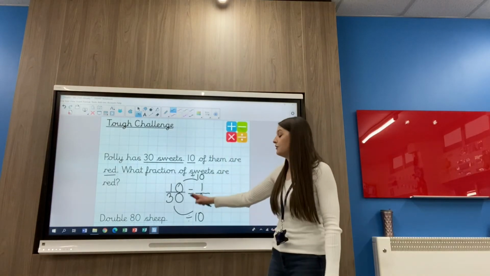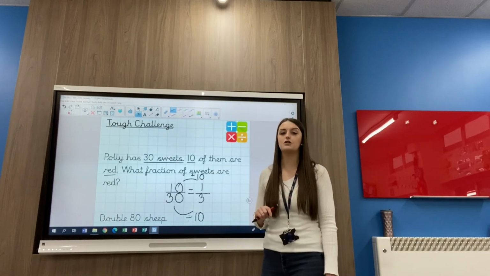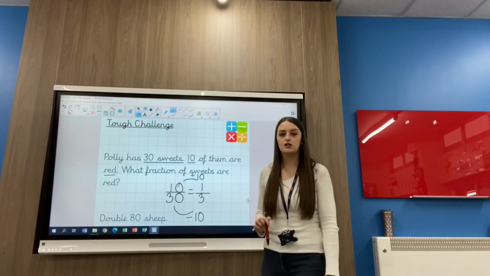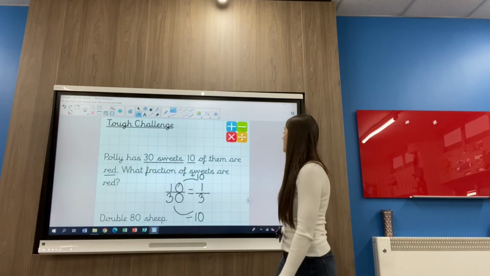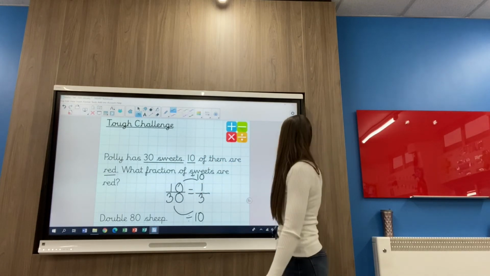So if you want to have a go, simplify your fractions, and we'll be very impressed if you can do that, year 3. But we're just looking for the main fraction first. So remember, she's got 10 out of 30 that are red.